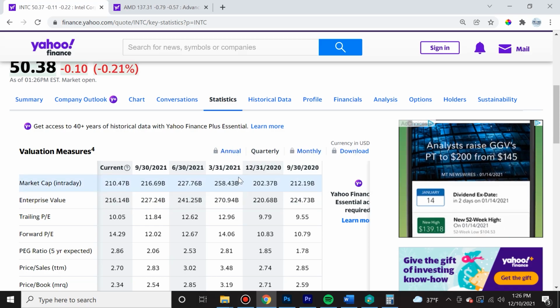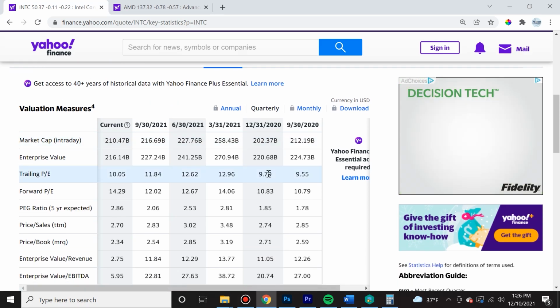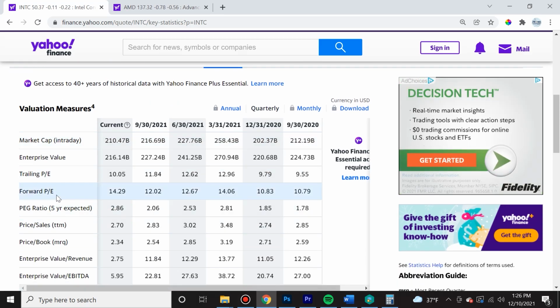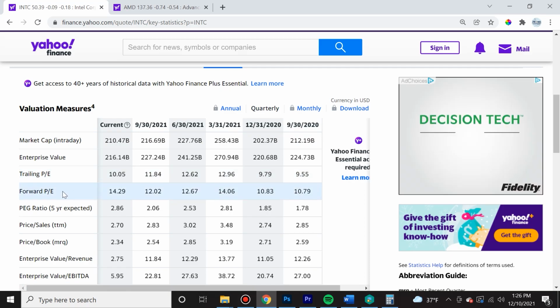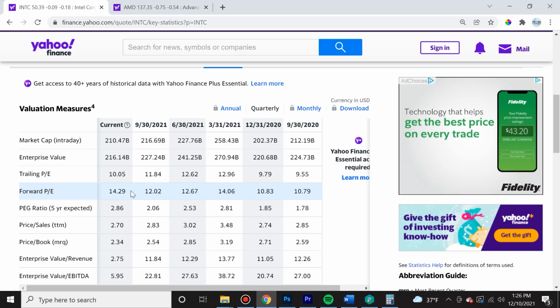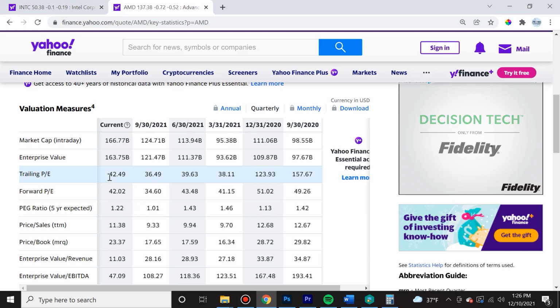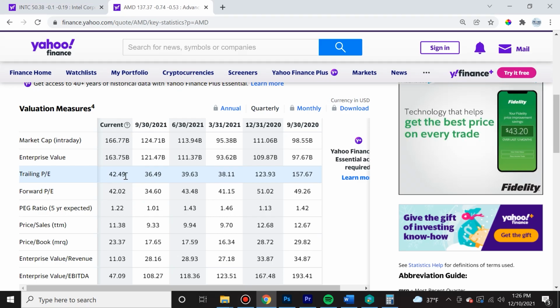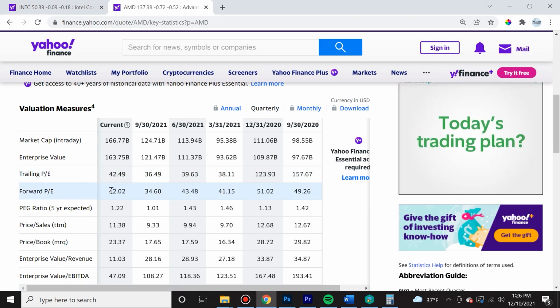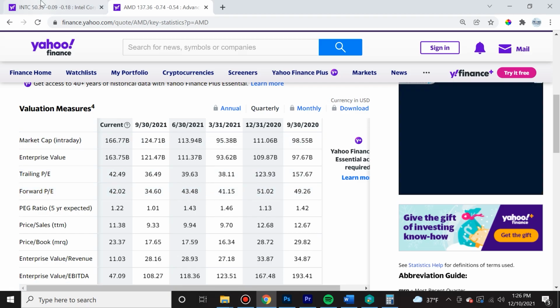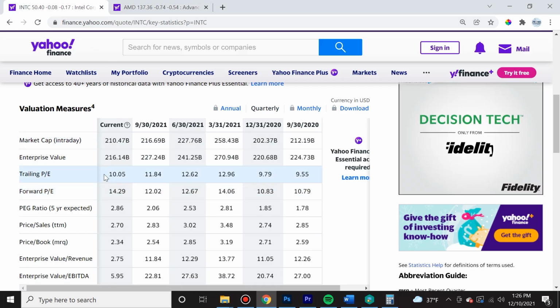Everyone's trying to collect theirs, and Yahoo Finance is trying to collect it as well. So if we take a look here, the trailing PE for Intel is 10, and the forward PE, remember this is a future prediction metric, is 14.29. If we go to AMD, we can see that their trailing PE is much higher, 42.49, and their forward PE is also in the 40s. So you might say to yourself, wow, Intel is extremely undervalued.